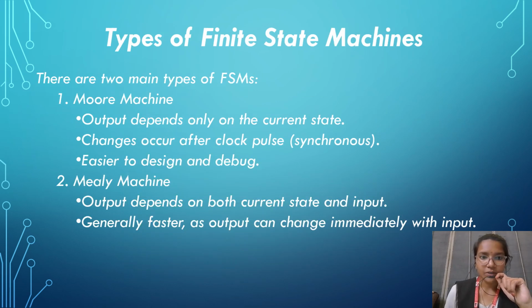Types of finite state machines. There are two types of finite state machines, Moore machine and Mealy machine. For Moore machine, output depends only on the current state. Changes occur after clock pulse. That means they are synchronous. They are easier to design and debug as well. For Mealy machine, output depends on both current state and input. Generally, these are faster as output can change immediately with input.